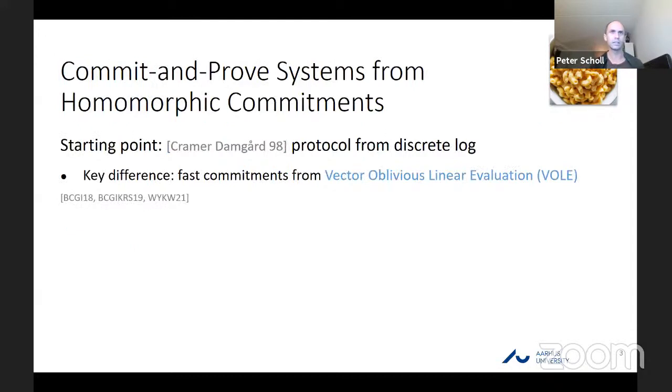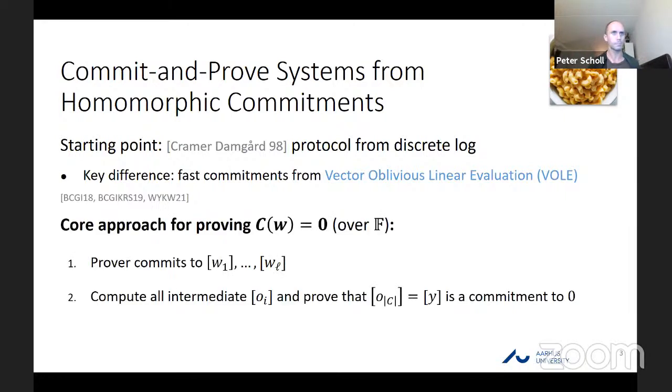Digging into the details a little bit, the rough blueprint for our protocols follows the Cramer and Damgård protocol for zero-knowledge based on discrete log, which uses homomorphic commitments from discrete log. The key difference is that instead of discrete log, we instantiate homomorphic commitments based on a tool from secure two-party computation called vector oblivious linear function evaluation. This can be built very efficiently from the learning parity with noise assumption, which leads to much faster computational times.